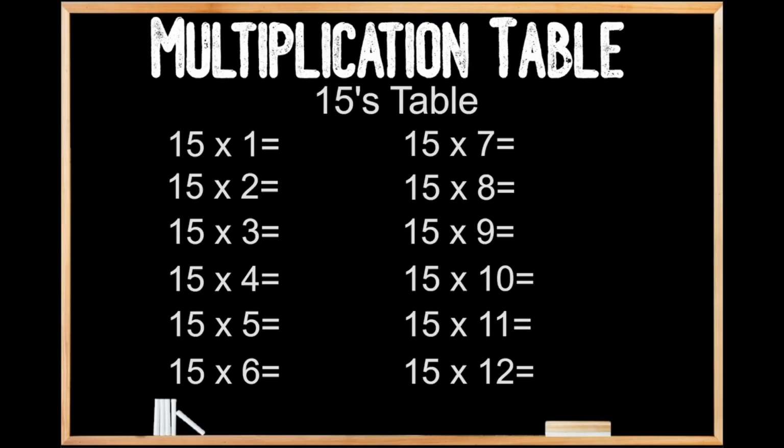15's table. 15 times 1 is 15. 15 times 2 is 30. 15 times 3 is 45. 15 times 4 is 60. 15 times 5 is 75. 15 times 6 is 90. 15 times 7 is 105.